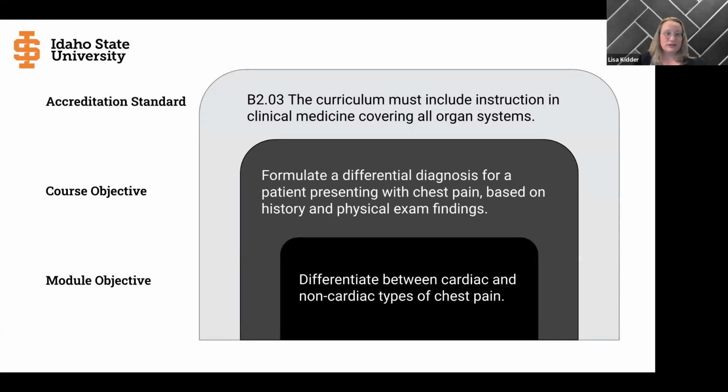And actually, if you look at the other standards for physician assistant, they also talk about diagnosis, they also talk about history and physical exams. So this course actually pulls and connects to several of the accreditation standards.